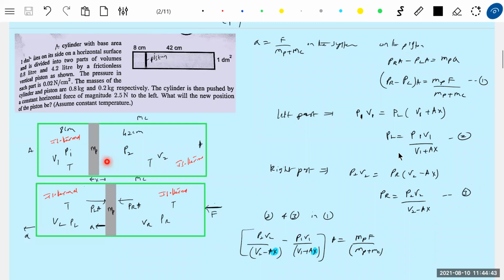And all the processes are quasi-static. Quasi-static means they will occur gradually. Suddenly this piston will not come from here to here; gradually it will shift. So what is the state of this piston? The question tells us the new position of the piston. So from rest to rest, gradually it will shift here. All are quasi-static processes, so you can just write it here.